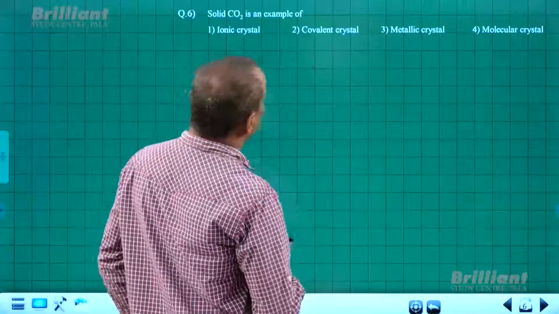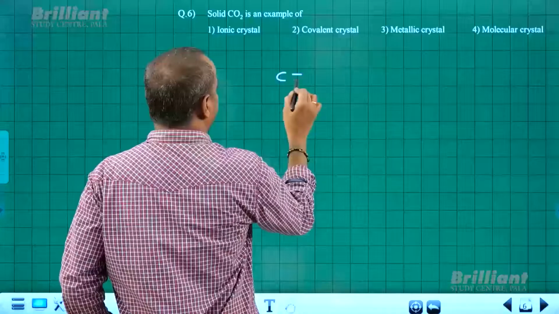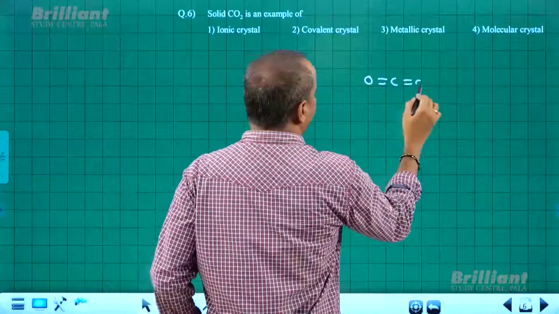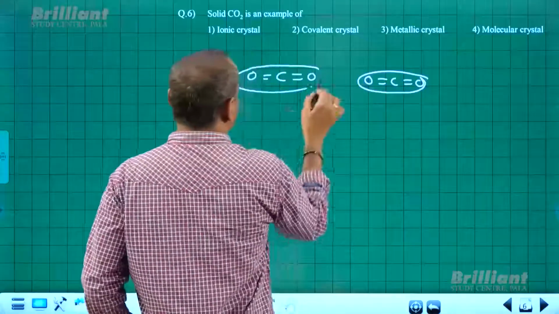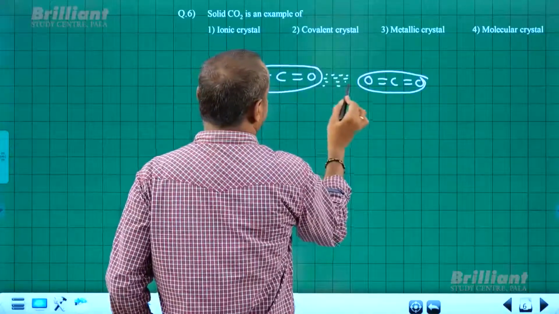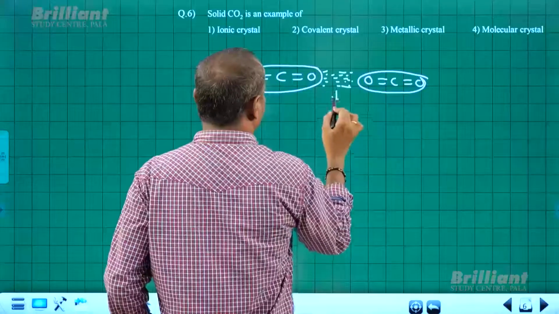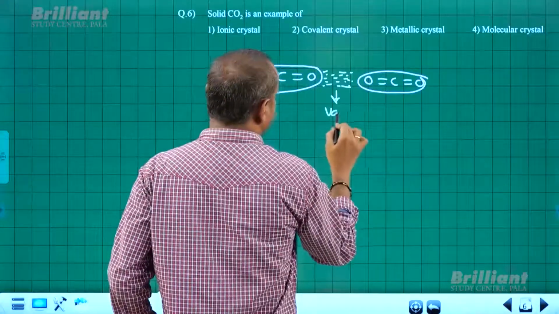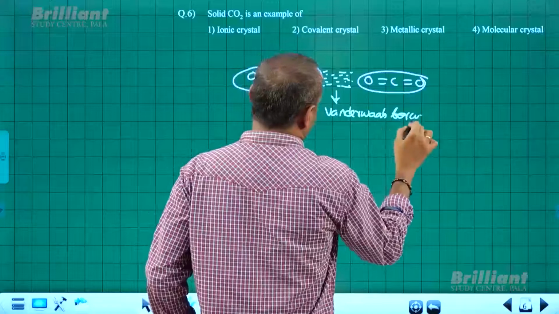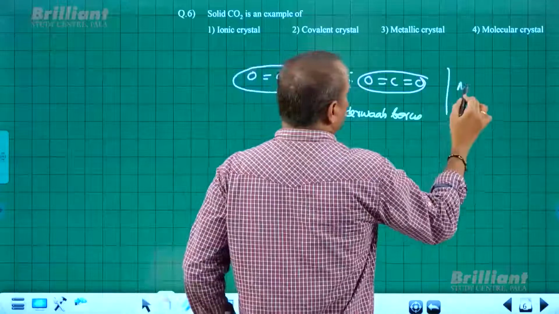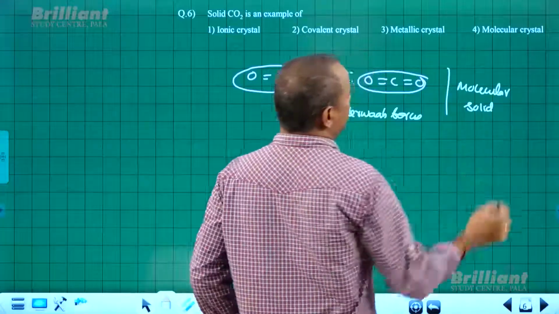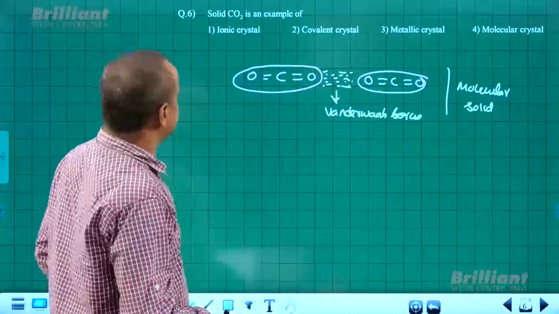Solid CO2, an example of carbon dioxide, contains C double bond O and double bond O. These two molecules are held by van der Waals forces. Therefore, it's called a molecular solid: molecules held by van der Waals forces. Molecular solid or molecular crystal.